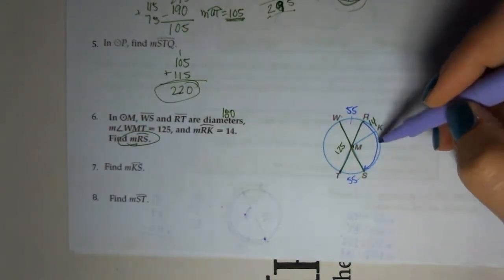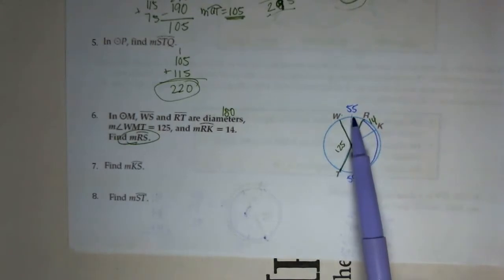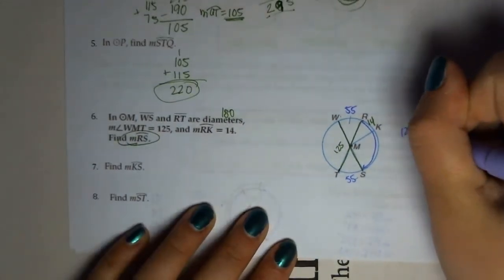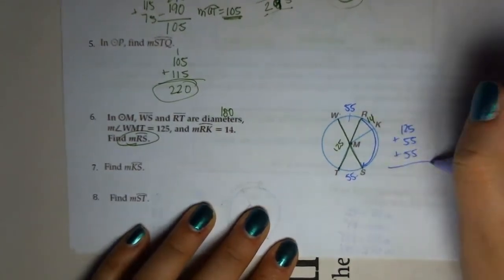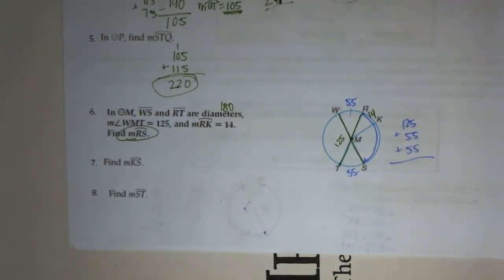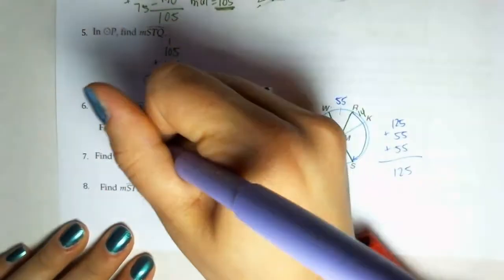To find RS, this long one, I can add all of these up and subtract from 360. So I'll do 125 plus 55 plus 55, and I will find my answer and subtract from 360. 125 plus 55 equals 235. So 360 minus 235 gets me 125. So this RS, 125.